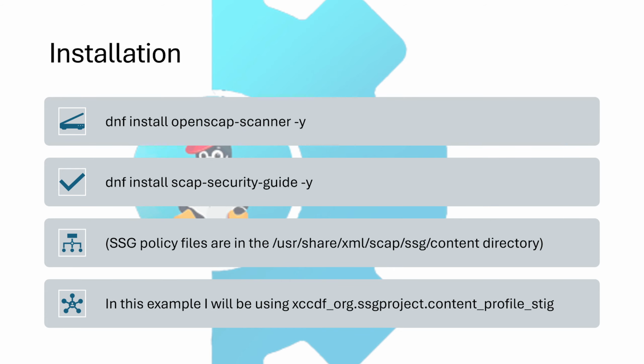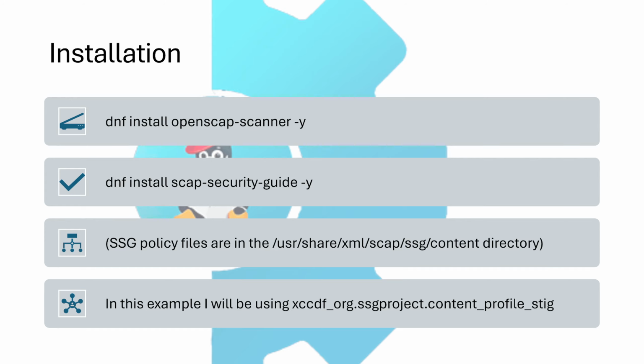So how do we install it? It's very simple. OpenSCAP is actually part of the Red Hat Linux repo, so we run dnf install openscap-scanner. We also need a security guide, and to do that we run dnf install scap-security-guide -y. Once you do that, a directory gets created where you can view your policy files, which are under /usr/share/xml/scap/ssg/content.